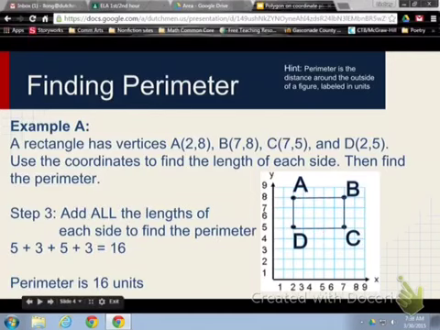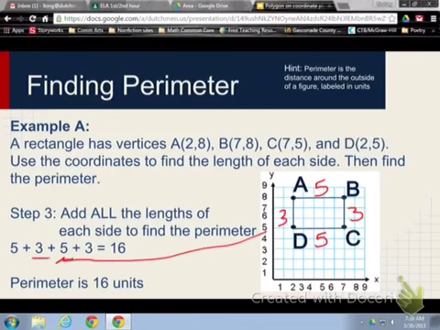Step 3, we add all the lengths of each side to find the perimeter. Add up all the outside to find your perimeter, so that's what we're going to do. So we have 5, which is our top, 3, 5, and 3. And we take all those numbers and we put them here. So when I add 5 plus 3 plus 5 plus 3, I get a total of 16. Since they don't give us a specific measurement to use, we use units, so perimeter is 16 units.